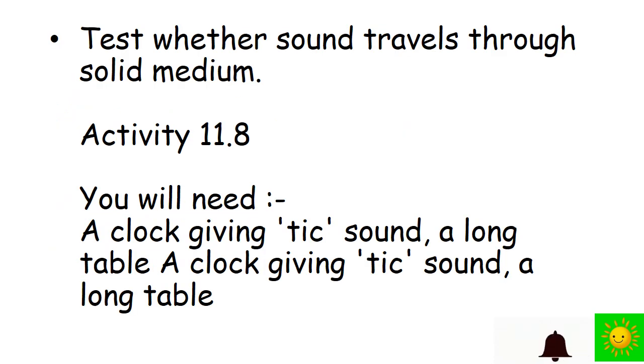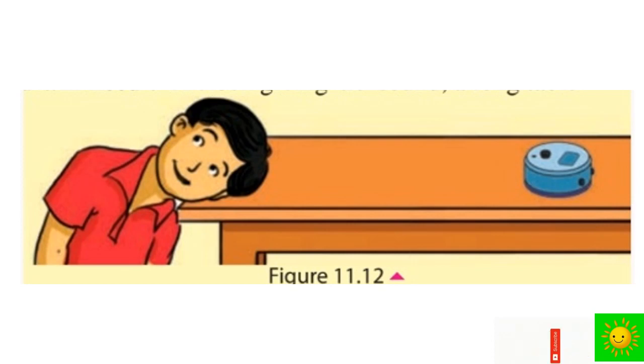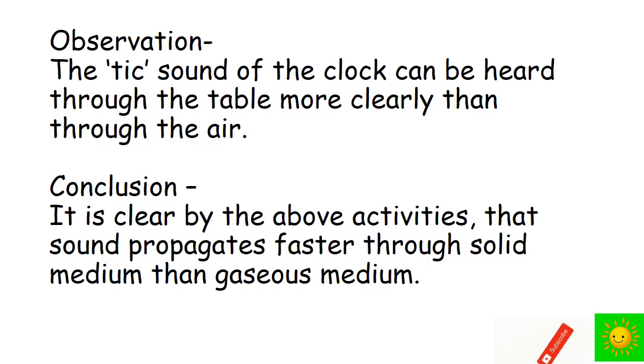Let's test whether sound travels through a solid medium. We need a clock giving a tick sound and a long table. What we have to do: keep the clock at one end of the table as shown in the figure. Stand at the other end of the table and test whether you can hear the tick sound of the clock through air. Then place your ear on the table and listen to the tick sound of the clock. The tick sound of the clock can be heard through the table more clearly than through the air. It is clear from the above activities that sound propagates faster through a solid medium than a gaseous medium.